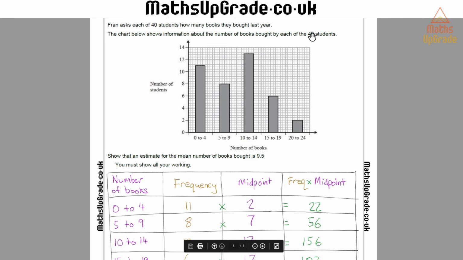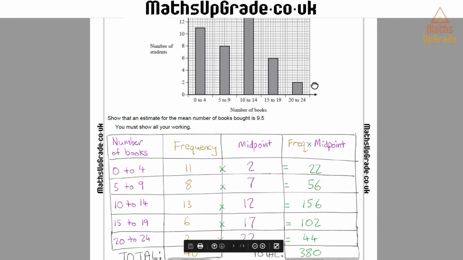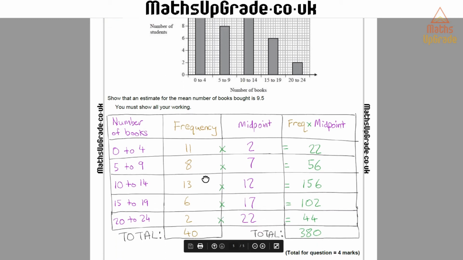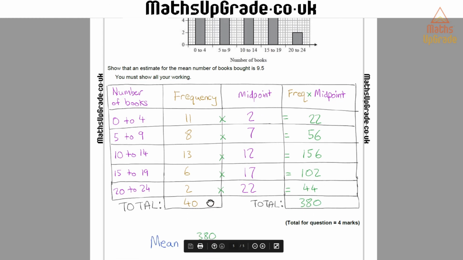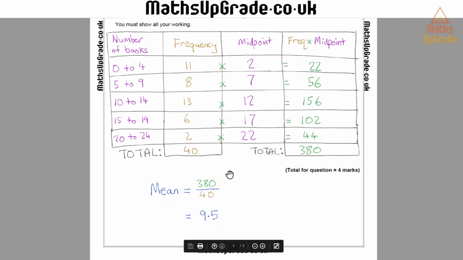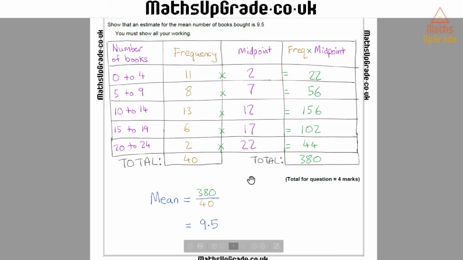I know that there's 40 students in total represented by that data, and I can check that by adding the frequencies. That gives me 40. Now to find an estimate for the mean number of books, I can just find the midpoint of each group. So for this one it's 2, 7, etc. Then do frequency times midpoint, and then do the total of that column divided by the total frequency. That gives me 9.5 for 4 marks.